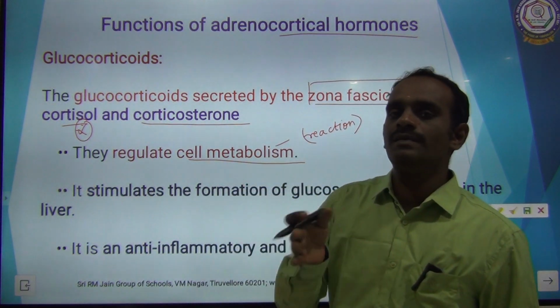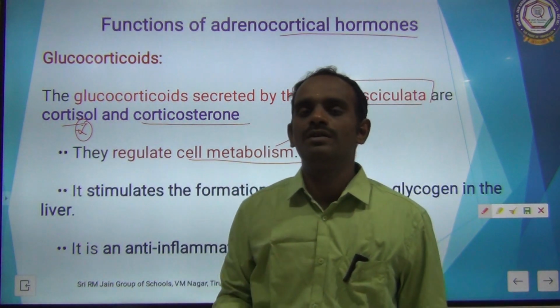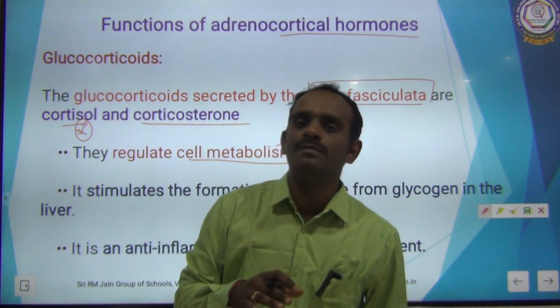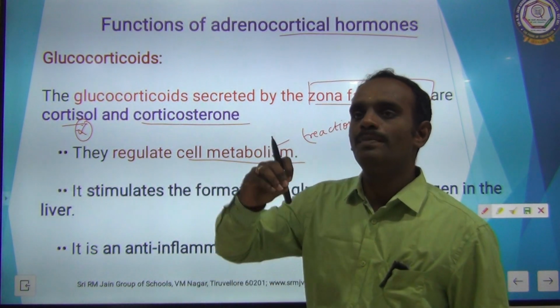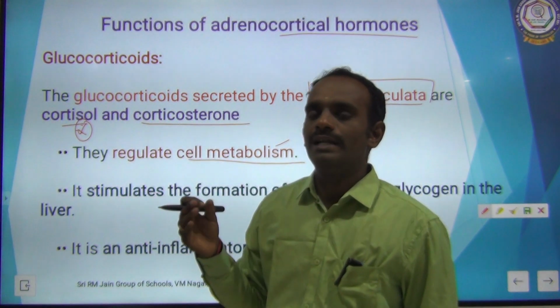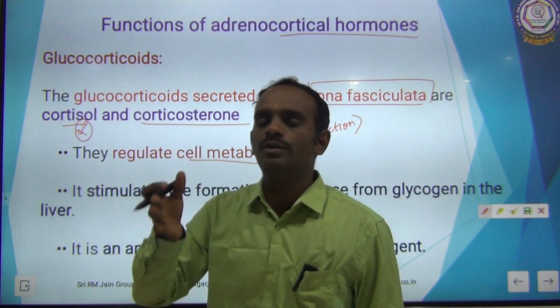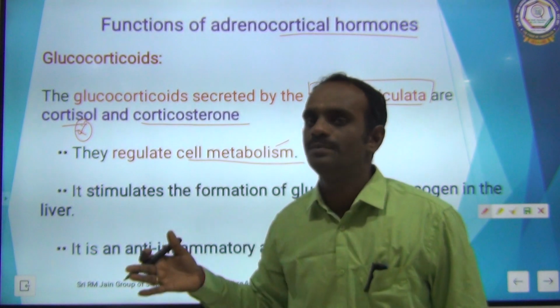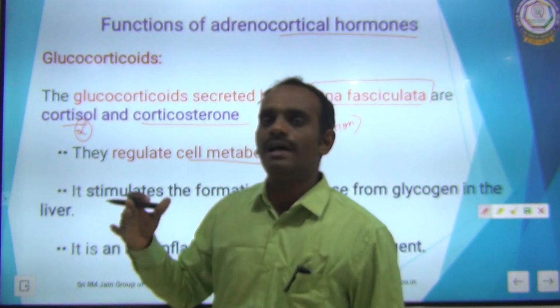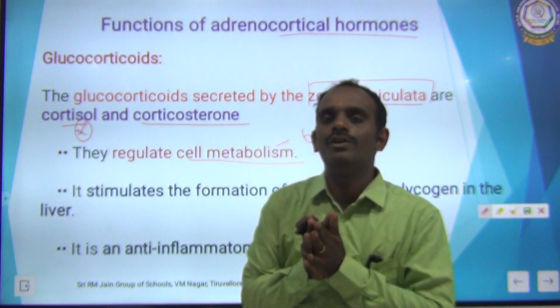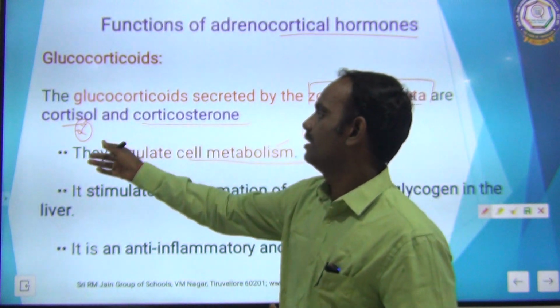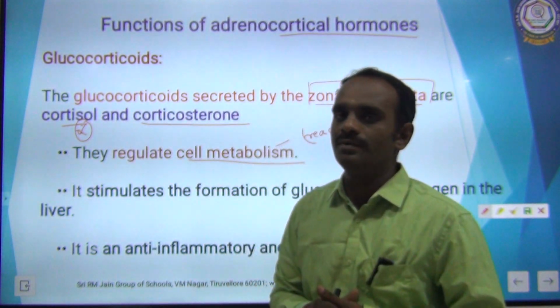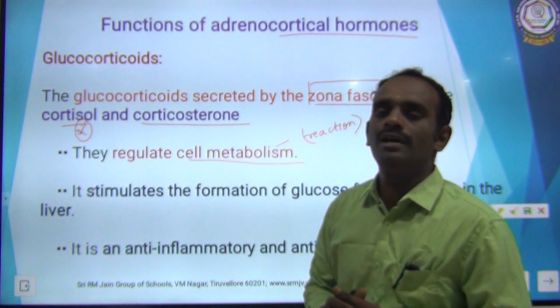Metabolism is divided into catabolism and anabolism. You know very well, anabolism is nothing but step up process. Catabolism is nothing but breaking down complex substances into smaller subunits. So anabolism and catabolism both collectively are called metabolism. So this hormone, glucocorticoid hormone, regulates the cellular metabolism.